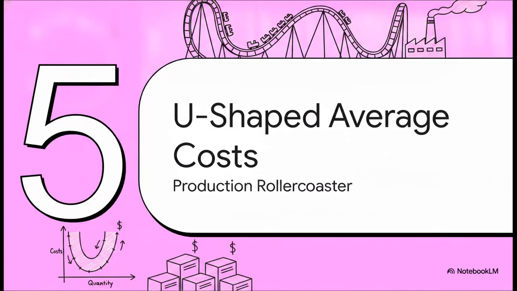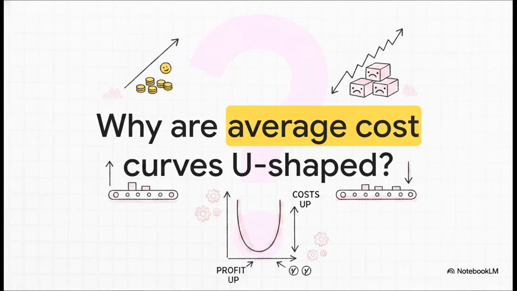Section 5. The U-shaped average costs, the roller coaster of production. Now we need to look at costs on a per unit basis. And when we do this, it creates a very famous, unmistakable shape. So, you might be wondering, why do our per unit costs behave like this? They initially drop wonderfully as we produce more, which is great, making us more profitable. But then, inevitably, they begin to climb right back up. Why can't they just keep falling forever?